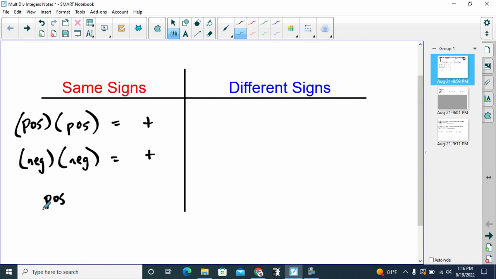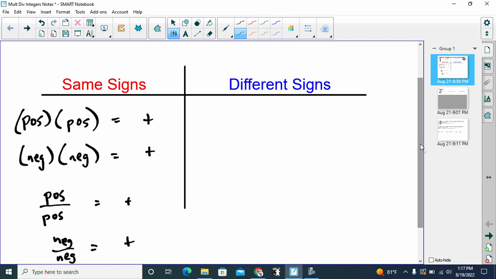A positive number divided by a positive number is positive. Or a negative number divided by a negative number is also positive. So when I multiply or divide two numbers and they have the same sign, both positive or both negative, whether multiplying or dividing, I get a positive answer.